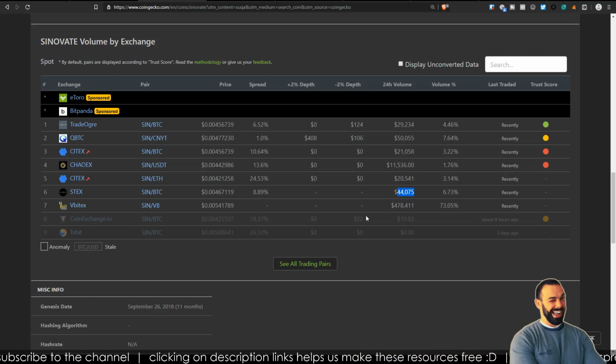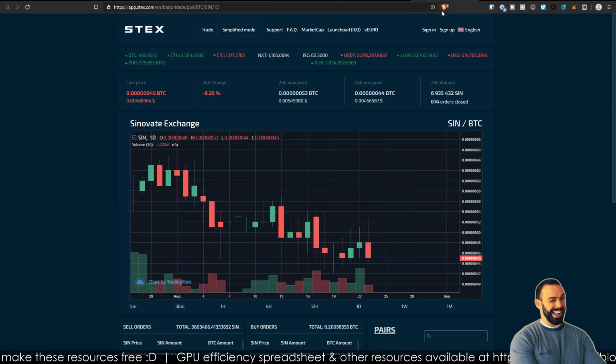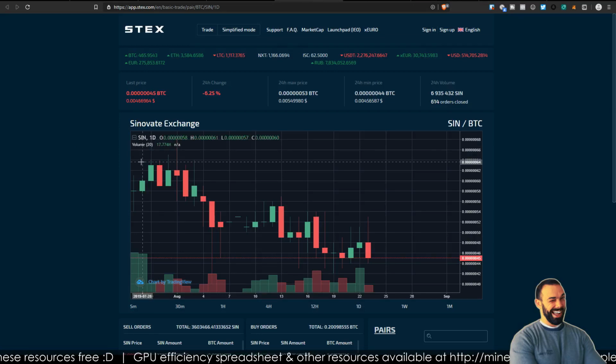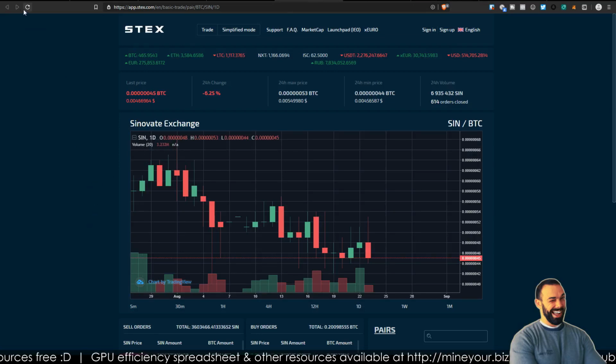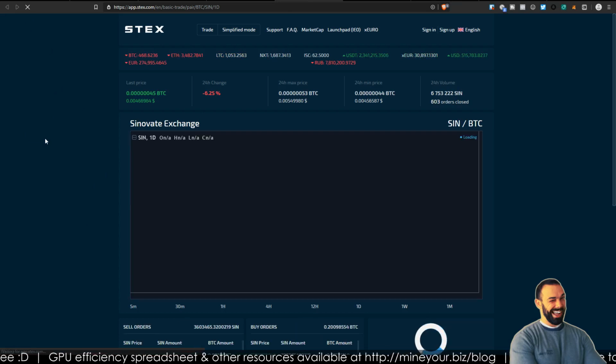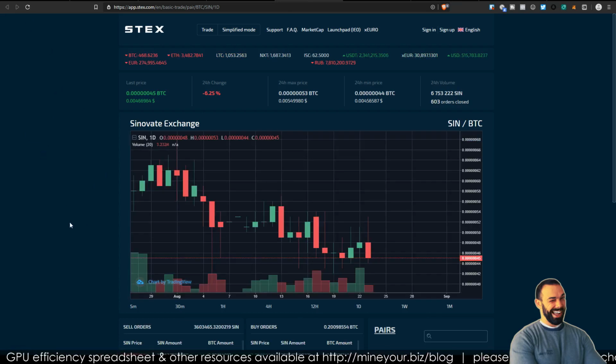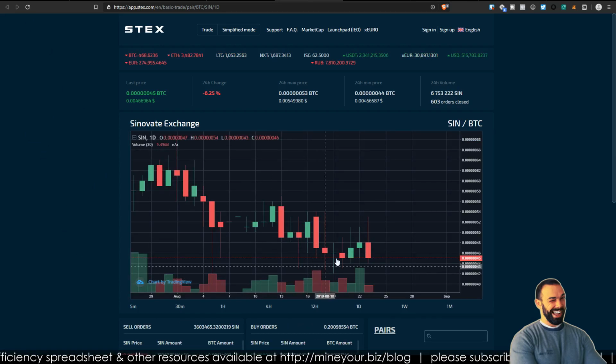Stex is 44,000 daily. VBitX, that looks too big. It looks way too big. But Stex at 44,000. That's exciting to me because Stex has a phenomenal mobile app. So let's maybe take a look at that right here. So Stex, we've got their chart right now. Let me refresh that really fast. But Stex, I love their mobile app. So being able to set up trades on a mobile app is extremely convenient no matter where you are.